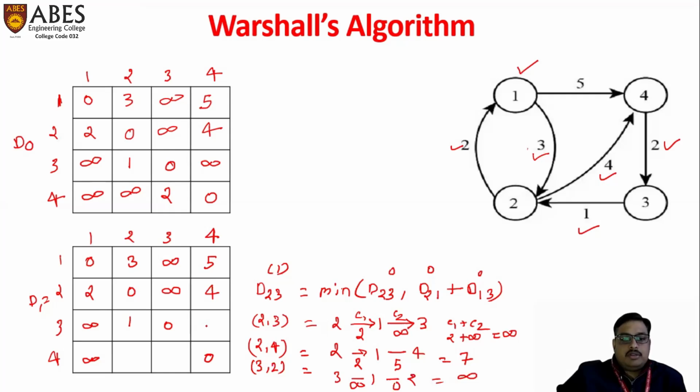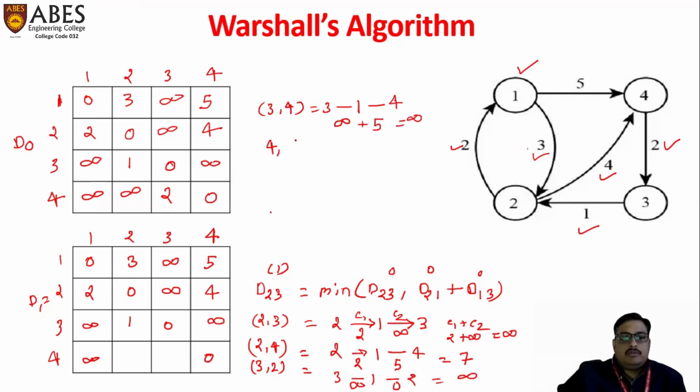Now come to 3 4. So if we calculate 3 4, let me write here 3 4. So for 3 4, we will take 3 1 and 1 4. So 3 1 is infinity, and 1 4 is 5. So this will again be infinity. There is no change.